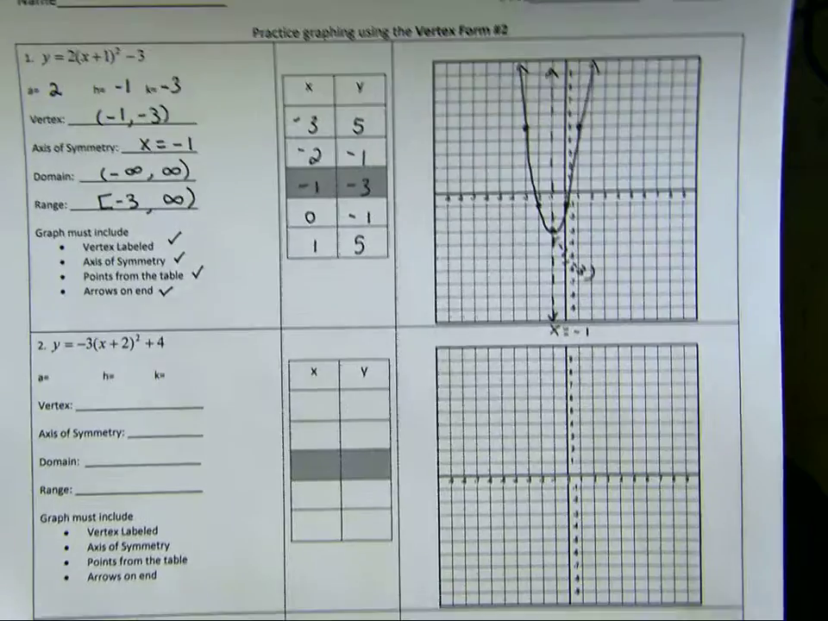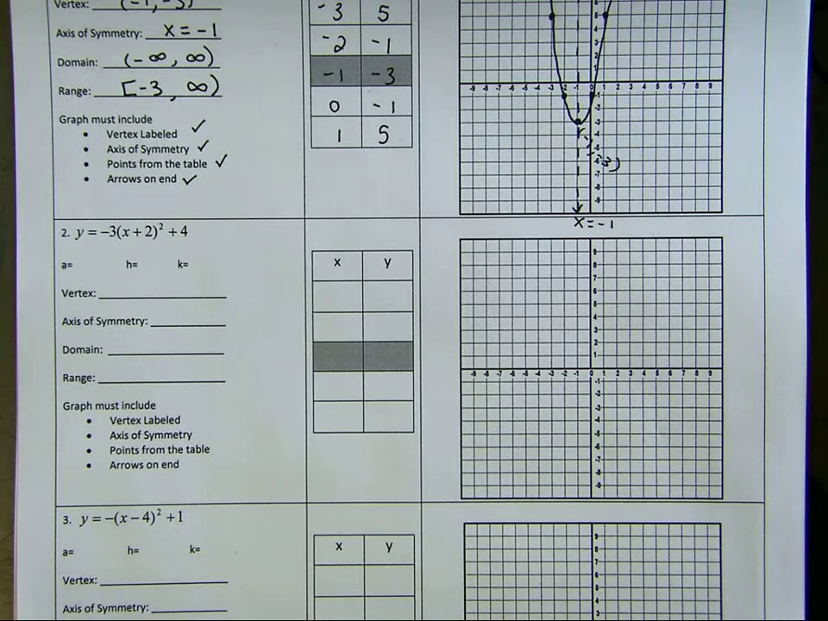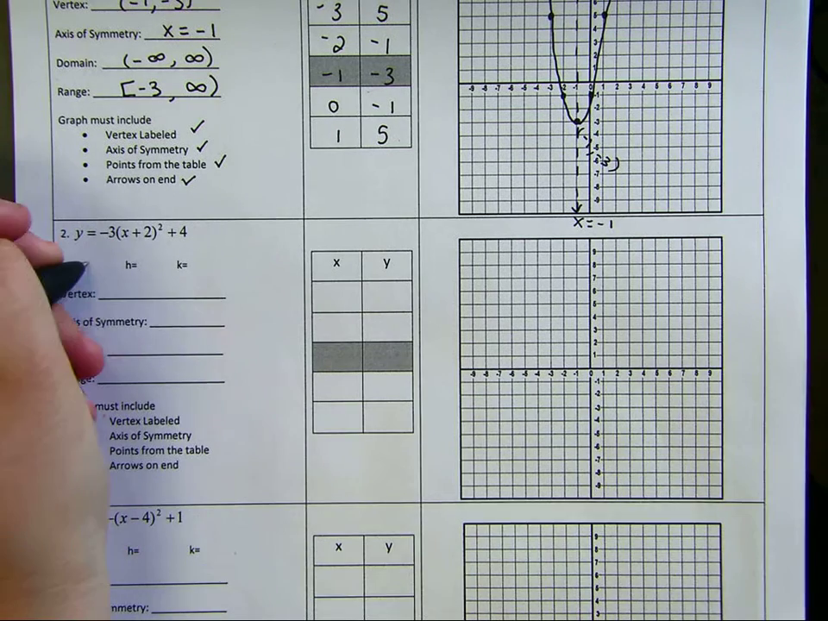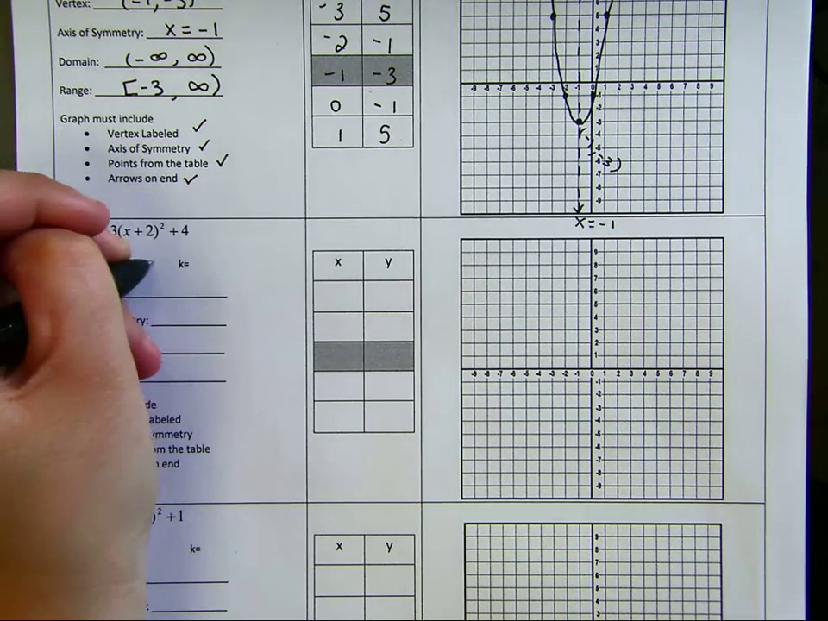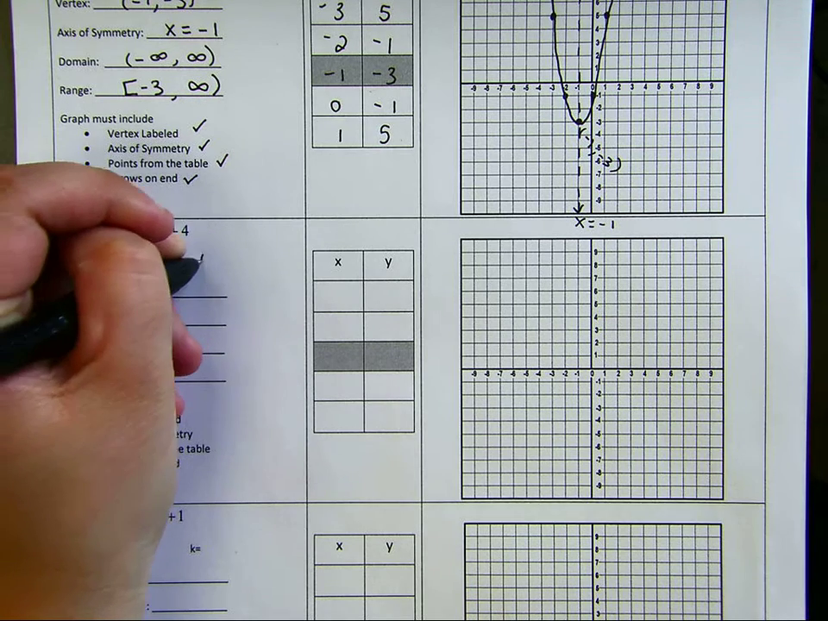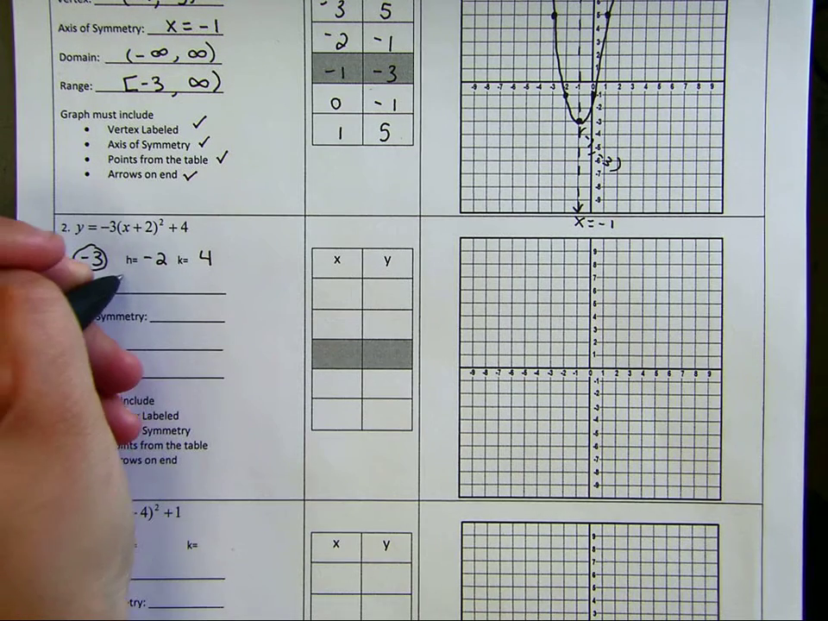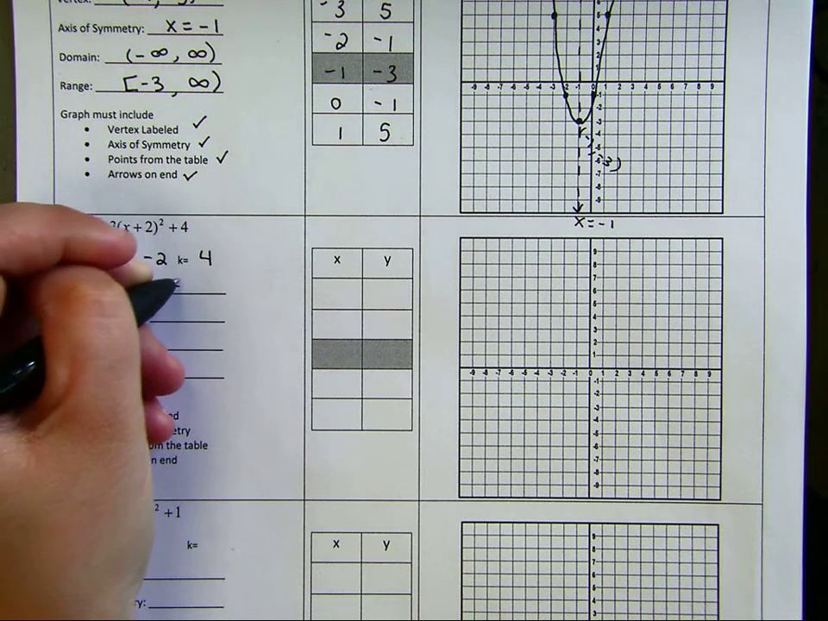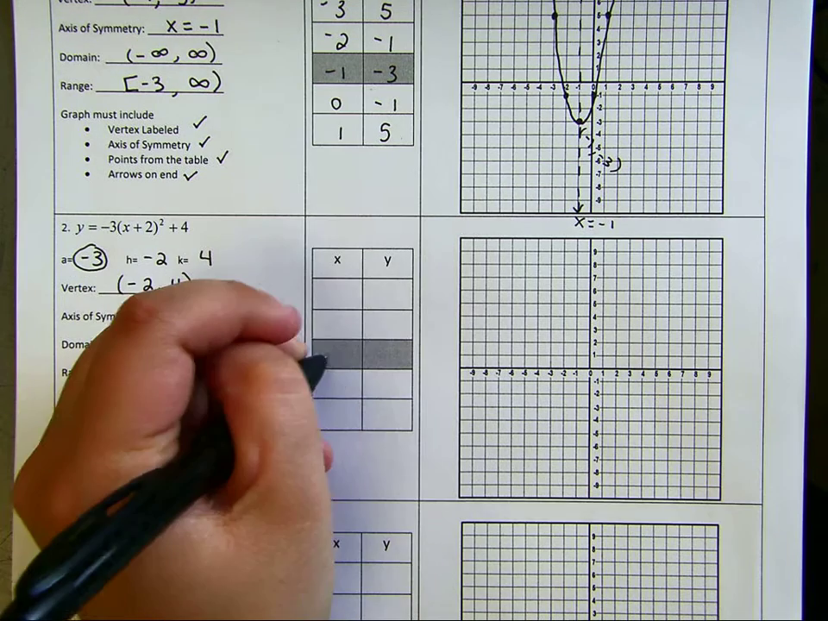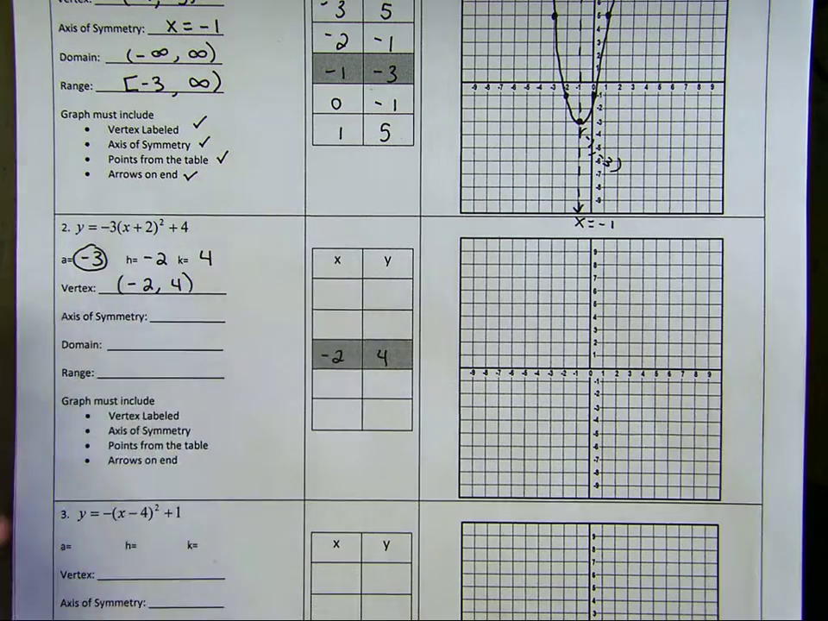Now you can do the same with number 2. Number 2 is just different because it's going to be upside down. You can tell that it's upside down by that negative. If A is negative, it's going to be a downward parabola. If it was positive, it will be upward. So the vertex is -2, 4. So I'm going to put that in the middle.